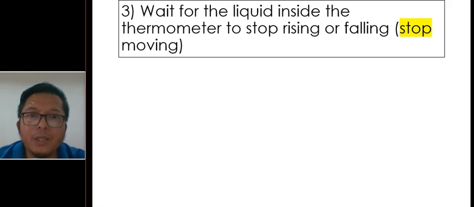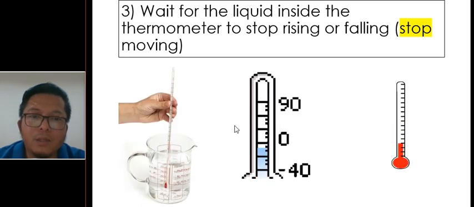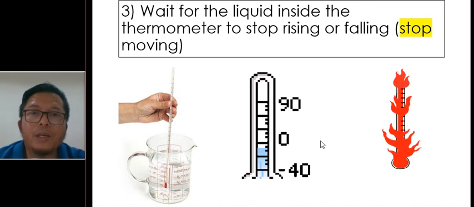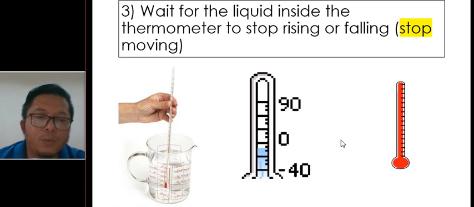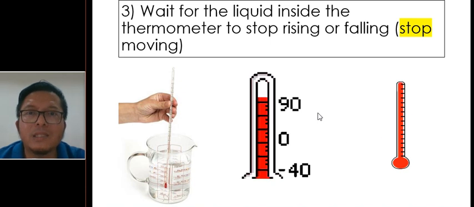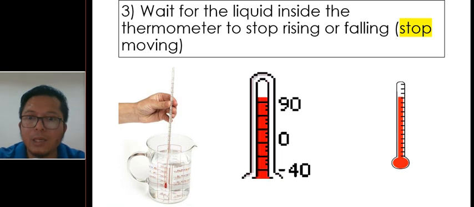Wait for the liquid inside the thermometer to stop rising or falling. Stop moving, it says. This picture, this one is not stopped. Wait until it stops, then we can measure. One more time, wait until it stops, then we can measure. Maybe for a few seconds, not too long. Just wait. We can see inside the thermometer it is moving. So when it stops, we can read the temperature.